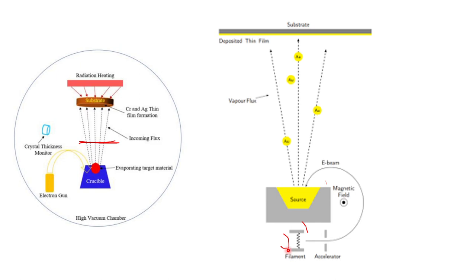I'm not sure. Richardson's equation? Yes. So the answer is Richardson's equation. So how we generate the electron beam is similar to how light is produced using the incandescent bulb.